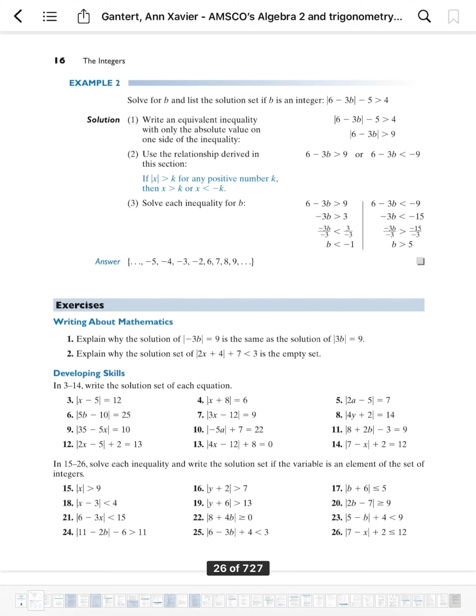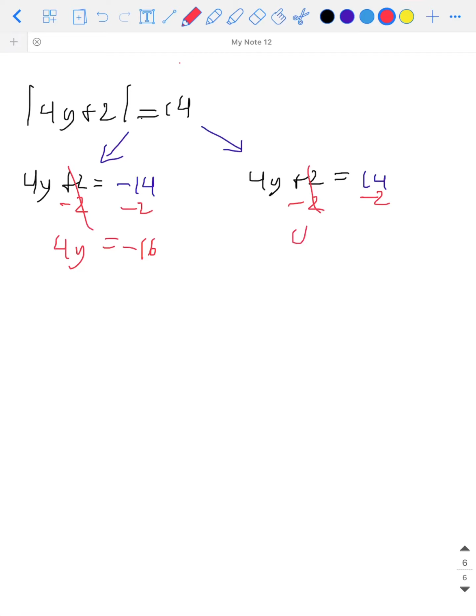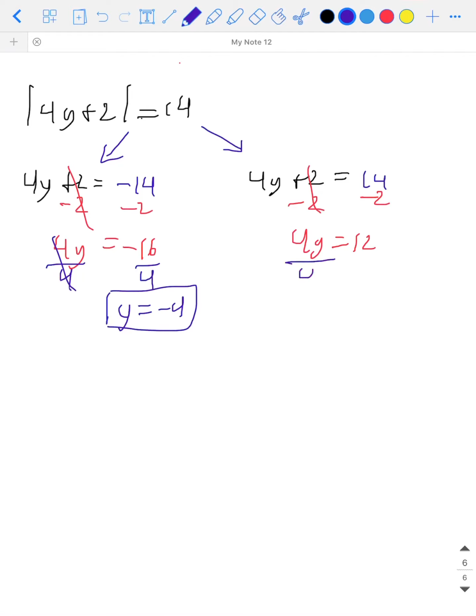Going to subtract 2 from both sides. This was negative 16 is equal to 4y. This, subtract 2 from both sides. 4y is equal to 12. And from here, we can just divide by 4 on both sides. y will be negative 4. Divide by 4 on both sides. And y will be 3.